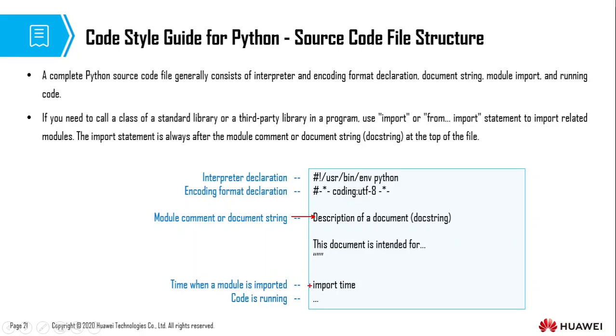Then other than that, we can have the module import. We can import several modules. How to do that is we type the word import, then the name of that particular module. So for example, import time is going to import functions that are used for processing time, so that we can just call those functions. Then of course after that, we now have the source code that you're writing to solve a particular problem.